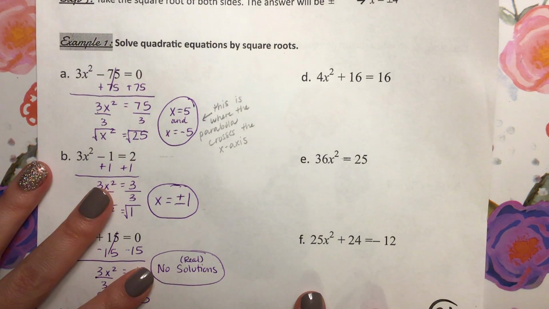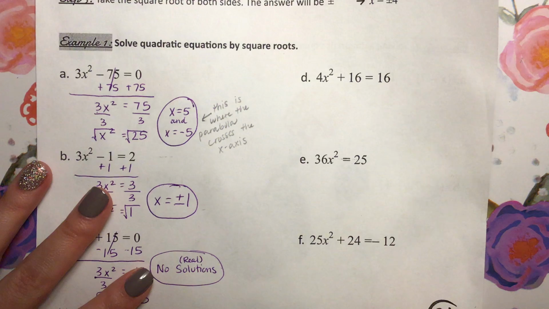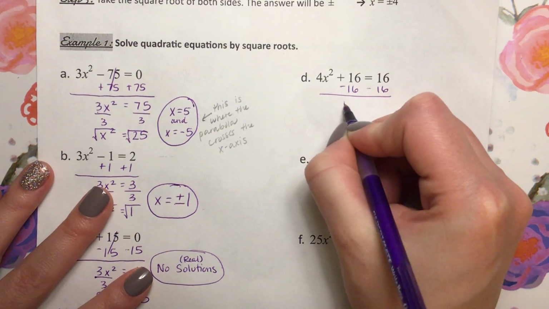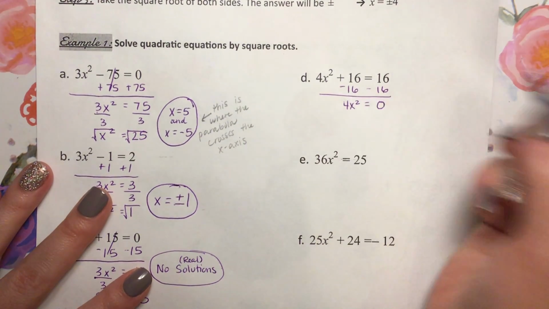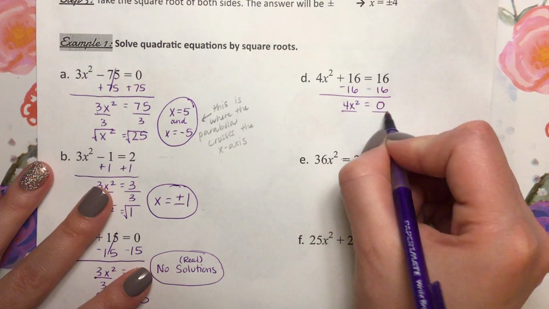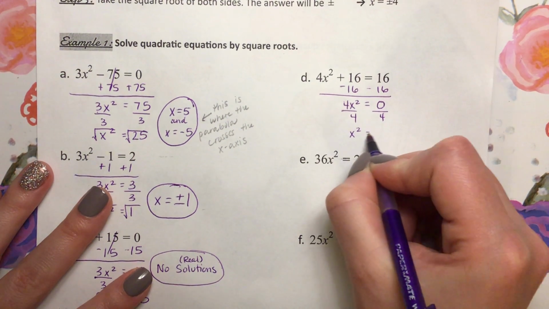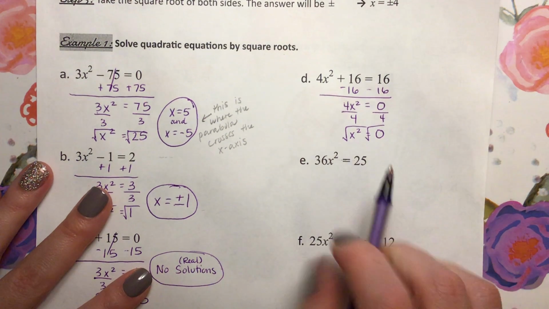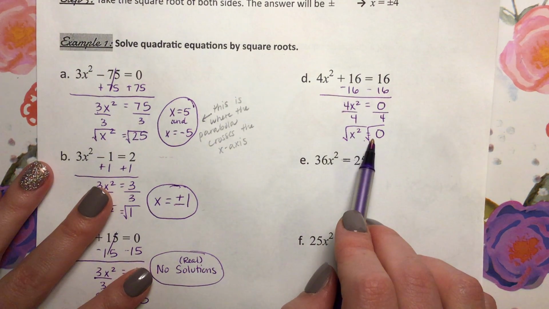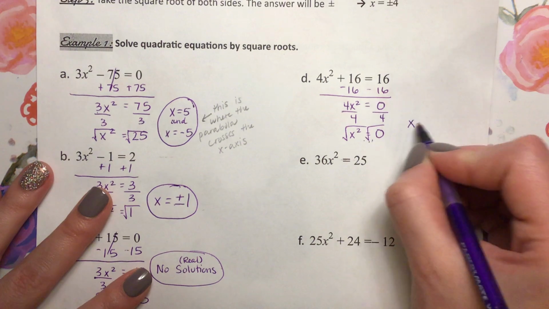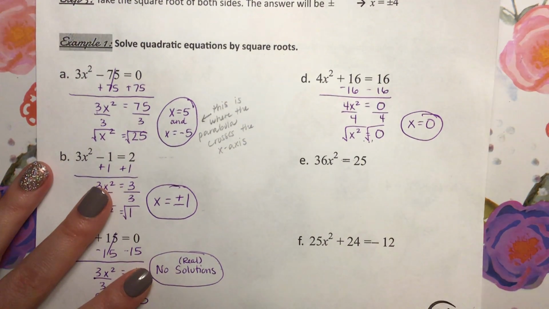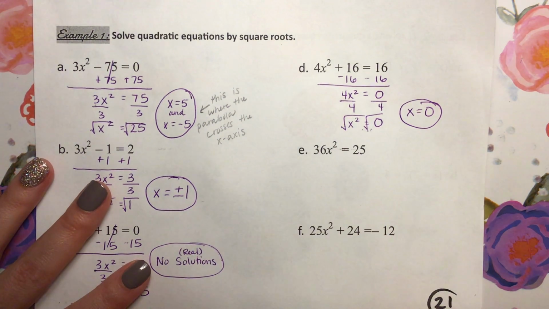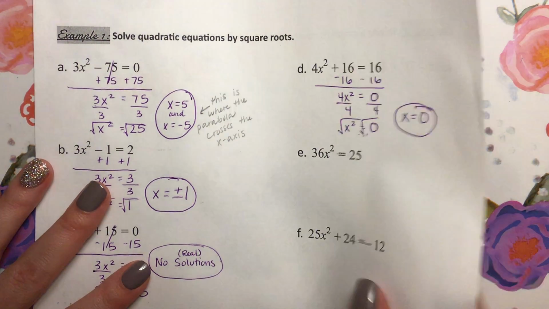Let's do example D real fast. Example D, first you're getting your x squared alone, so I'm going to subtract 16 from both sides. So I have 4x squared is equal to 0. Now I'm dividing by 4 on both sides, getting me x squared equals 0. Square root both sides, and this time there's no such thing as a positive and a negative 0, so I'm just going to say x is equal to 0, and that's my solution. I'm going to save E and F for class time later on.